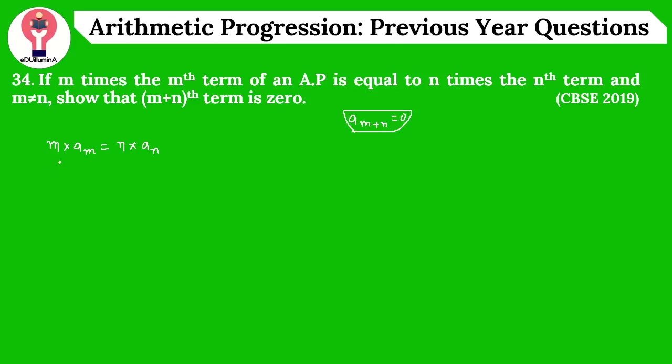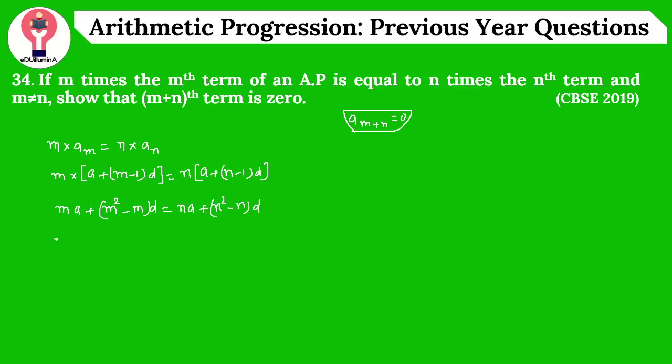Okay, so we will solve this. The given condition: m into a_m, and the formula gives a plus m minus 1 into d, is equal to n into a_n, which is a plus n minus 1 into d. Open the bracket: m a plus m into m square minus m into 1, m into d, is equal to n a plus n into n square minus n into d.